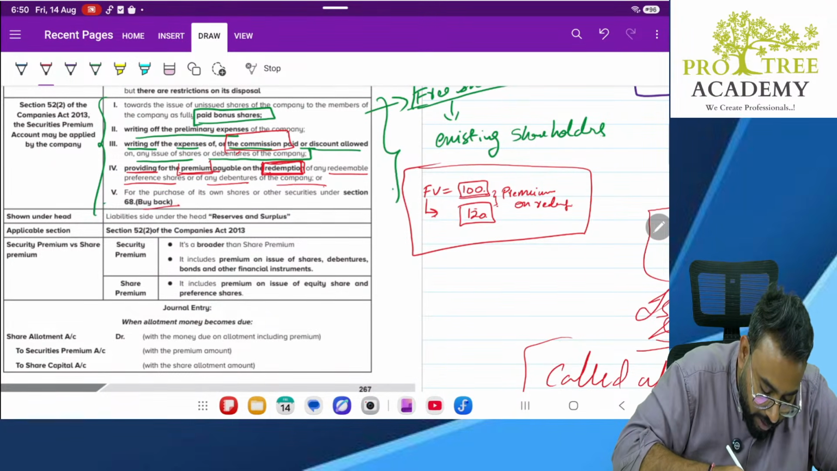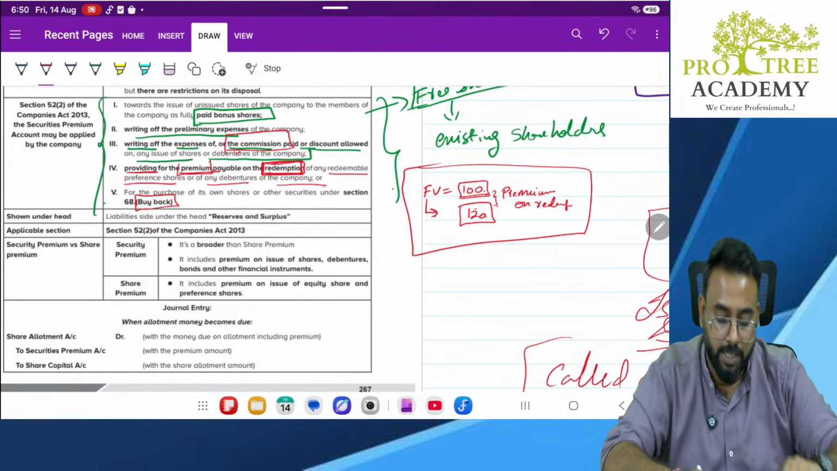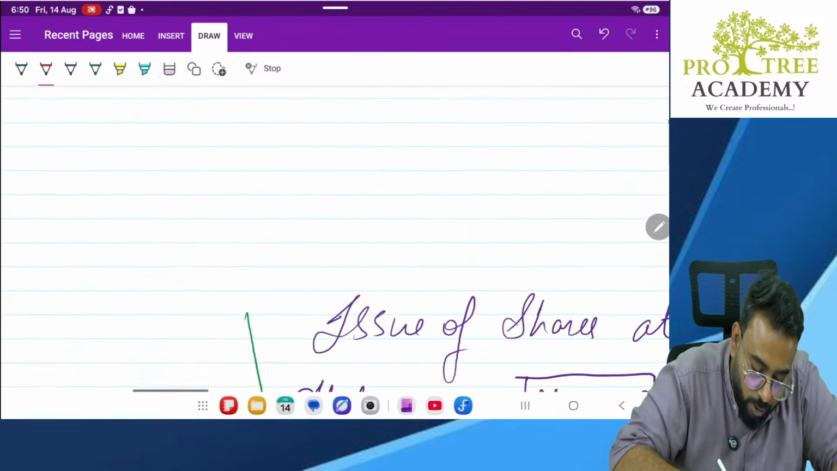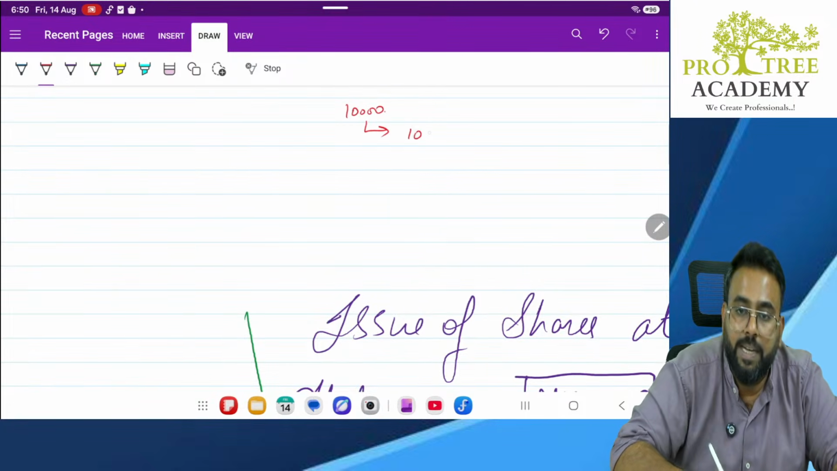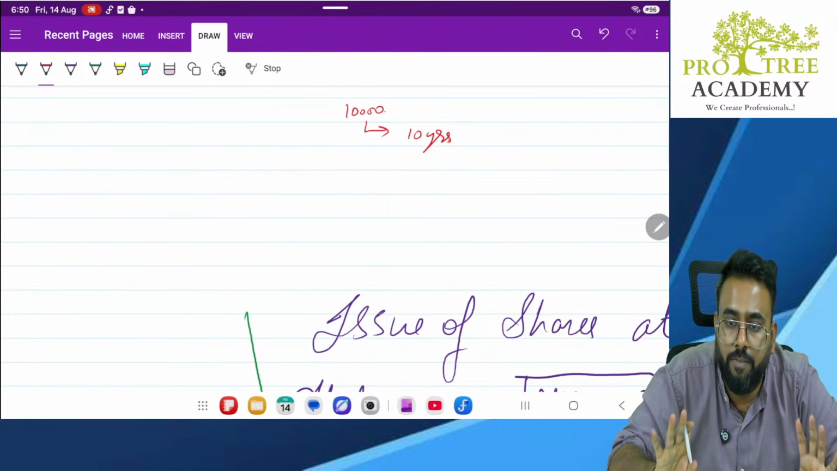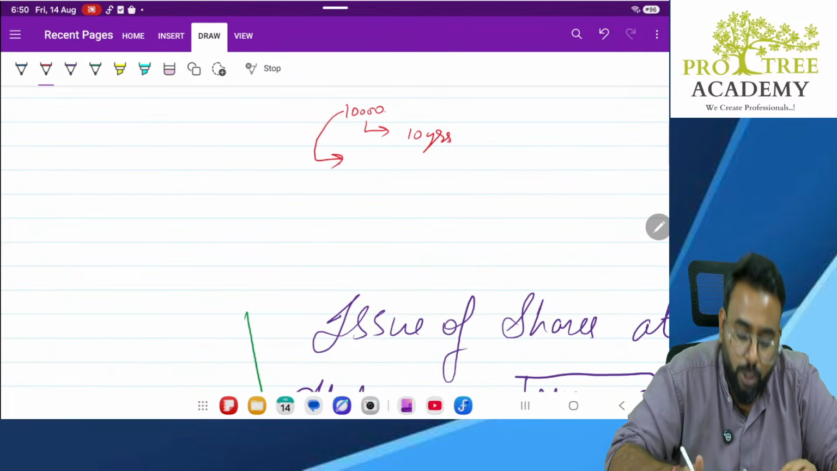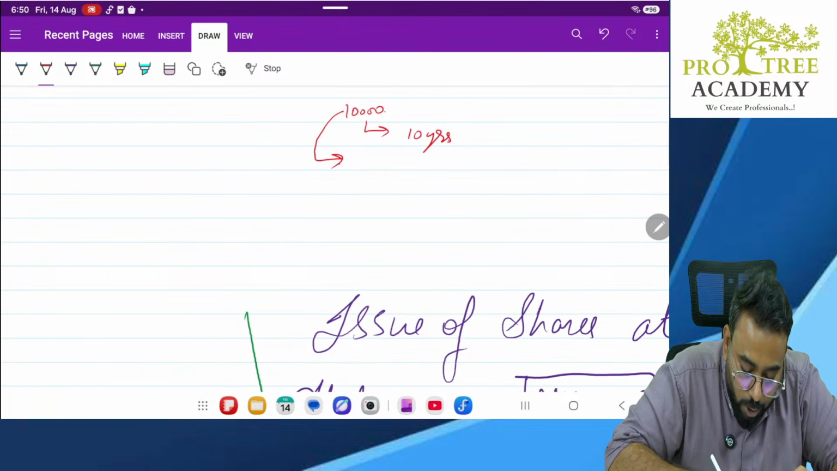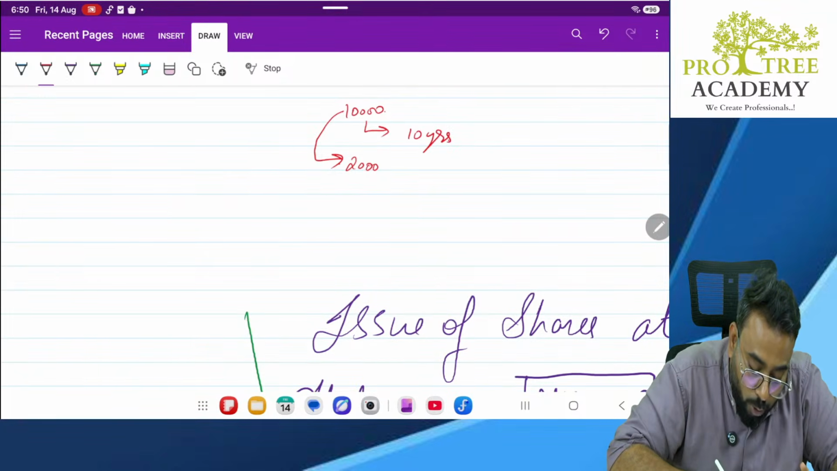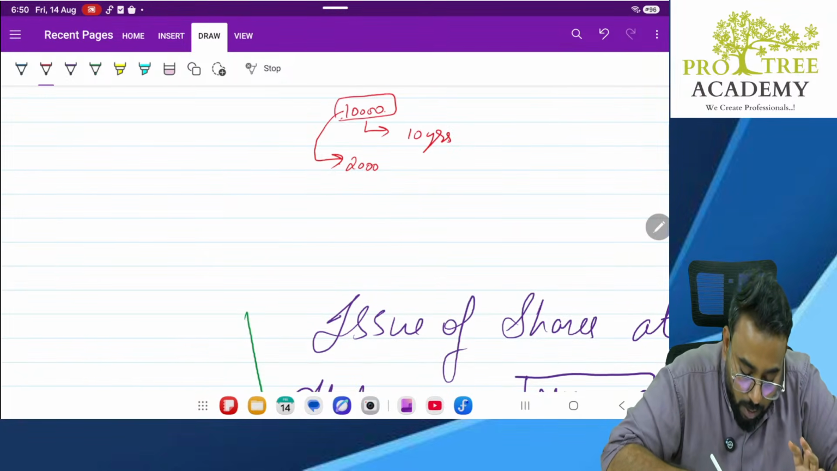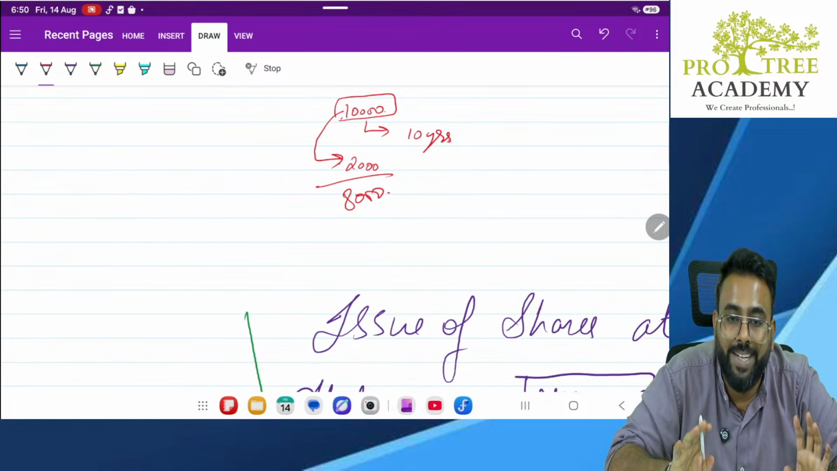Then the last one, buyback of shares. So what do you mean by buyback of shares? See, what happens is the company issued 10,000 shares. Now after 10 years, the company is very good. Profits are there. Everything is there. So the company decided, out of these 10,000 shares, let me do one thing. I will buy 2,000 shares. Why? Because you don't want 10,000 shareholders. Now you want only 8,000 shareholders.